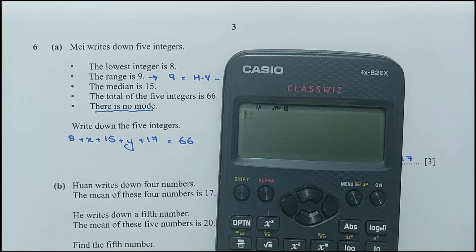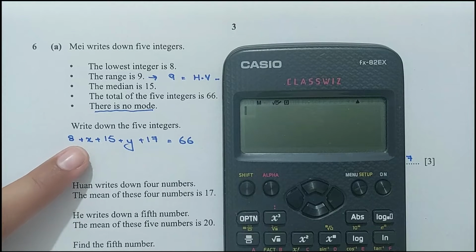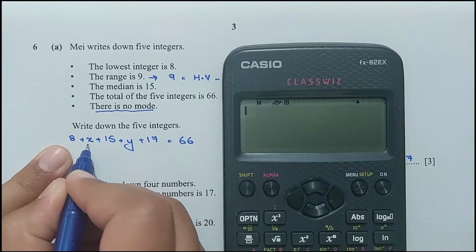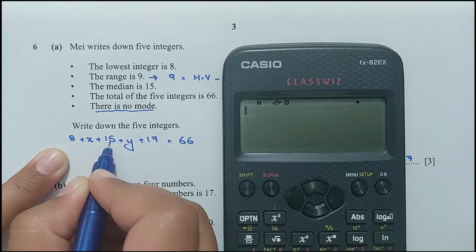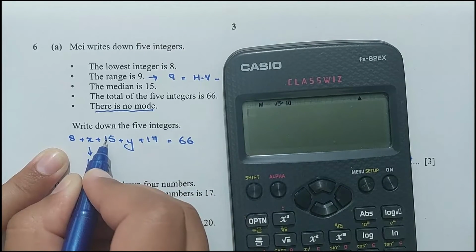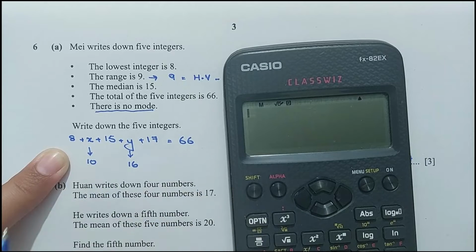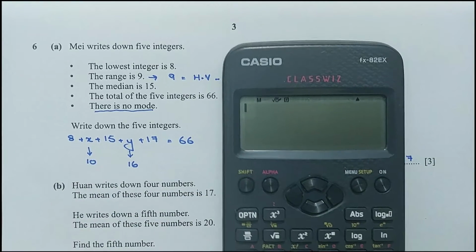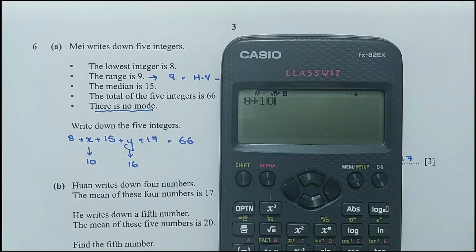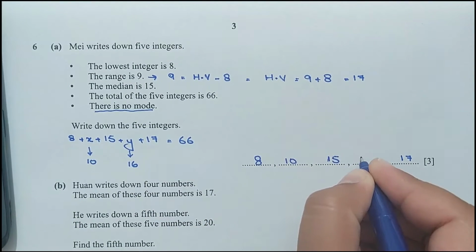Okay, let's see. 8 plus 15 plus 17 is 40. We have to make 66, so we need 26. If I take numbers, 10 plus 16, I can select 10, which lies in the range of 8 and 15, and select 16, which is in the range of 15 and 17. So the sum should be 26. So 8, 10, 15, 16 and 17, that sum is 66. So the other 2 integers are 10 and 16.